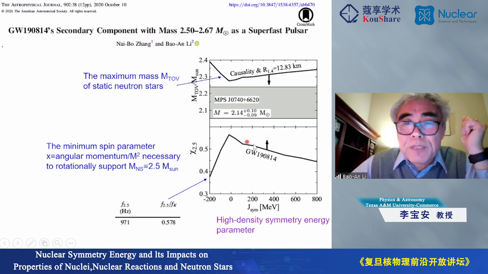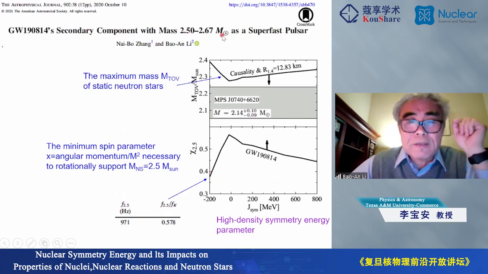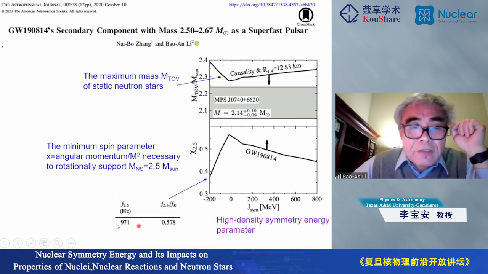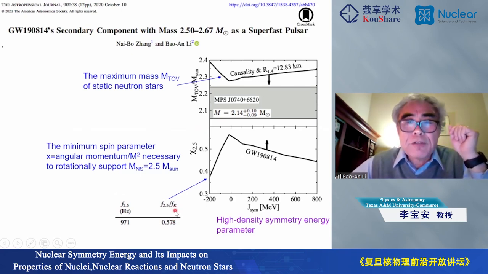So this will give you the minimum frequency necessary to support a neutron star with 2.5 times solar mass, okay? The lowest frequency, corresponding to MTOV equal to 2.4, is about 971 hertz, okay? It's very high, but it's still only about 0.6 times the Kepler frequency. So it's still far below the rotational limit, okay? Much less than the Kepler frequency.